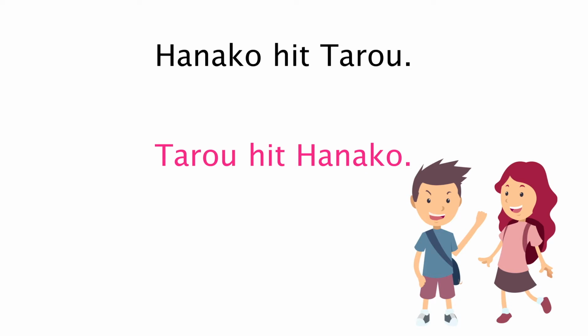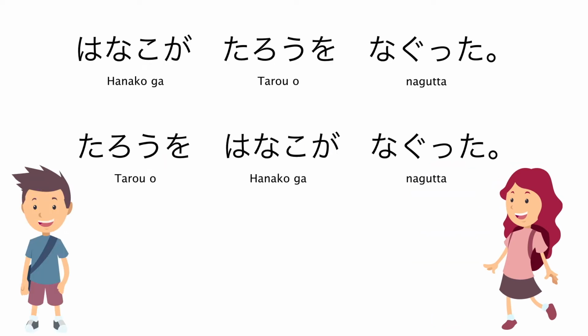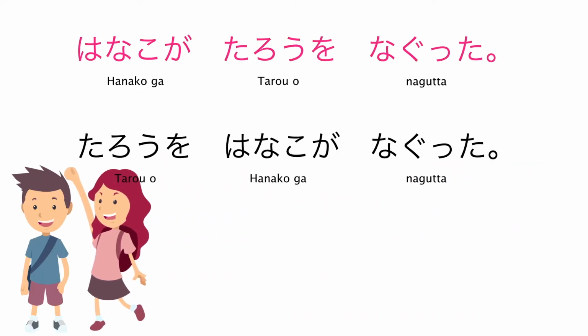This is because in English it's understood that the noun before a verb is a subject, and what comes after a verb is the object or the complement. But this will not be the case in Japanese sentences. Here we have two sentences. The first one says, Hanako ga Taro o nagutta. Nagutta is the simple past tense of the verb naguru, which means to hit. So the sentence means Hanako hit Taro.